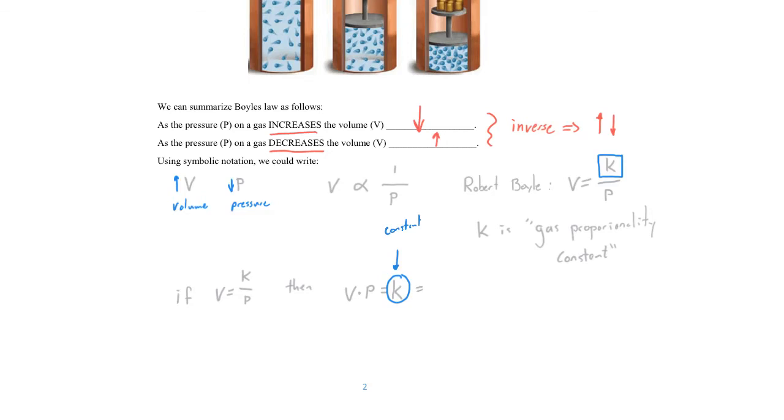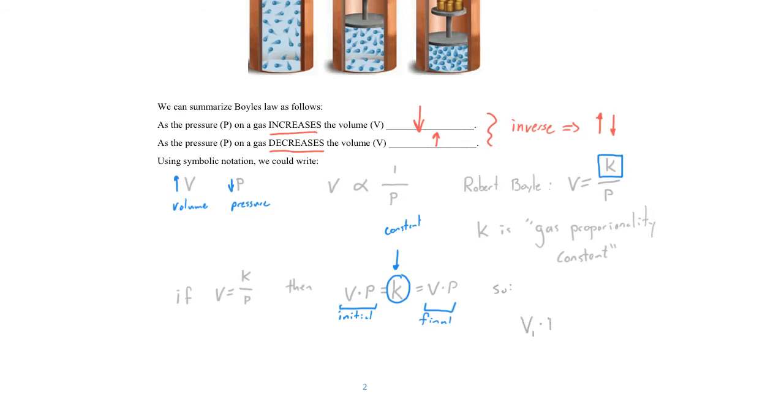So for example, I could measure the volume and the pressure at one time and then change the conditions, like the volume and the pressure conditions, and get the new volume and the new pressure, and the product of those volumes and pressures would have to be equal to the same constant K. So the initial condition product and the final condition product are equal to the same constant.